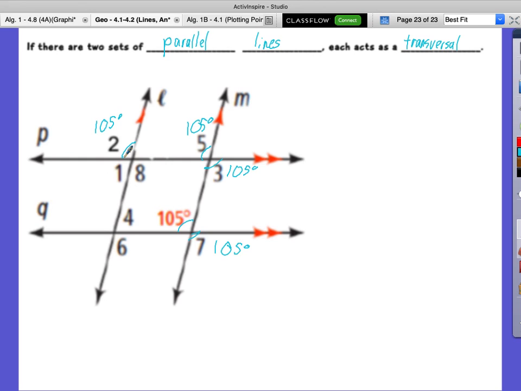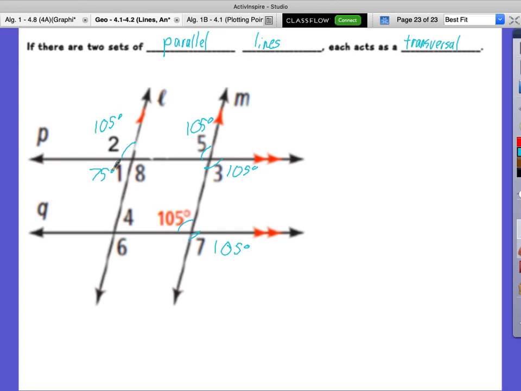Okay? Can somebody tell me another angle we would know? Grace. 1. What's 1 going to be? 175. I mean 75. Why is it 75? Because 1 and 8 make a straight line and equal 180. Okay, but do we know 8? Okay, so 1 and 2, do those make a linear pair as well? Yeah, so they also add up to 180. But now could we also find 8? Yeah, we could find it out, but we could have found it out before too.